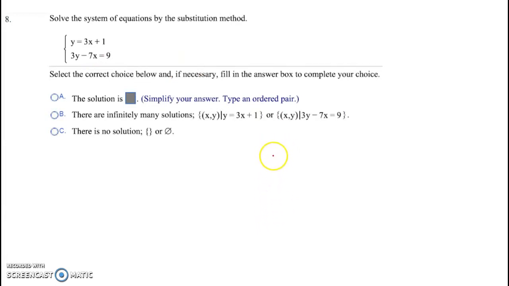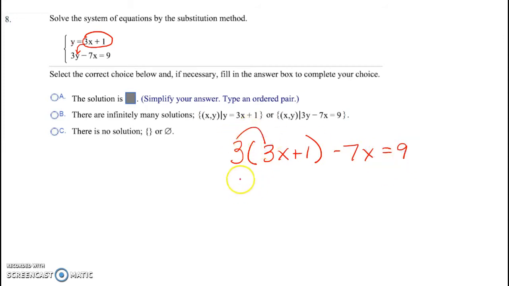Number 8, solve the system of equations by the substitution method. All right, this first equation's already been solved for y. Since 3x plus 1 is another name for y, I'm going to substitute that in for y right there. So I've got 3 times the quantity 3x plus 1, there's my substitution, minus 7x equals 9.